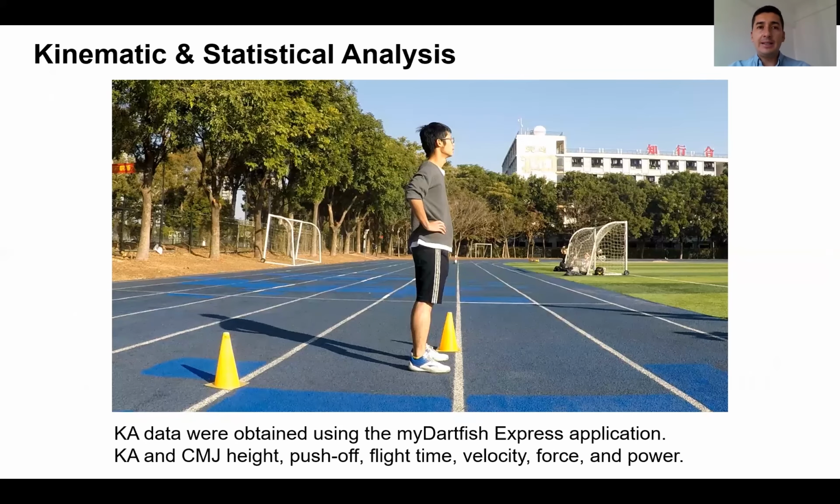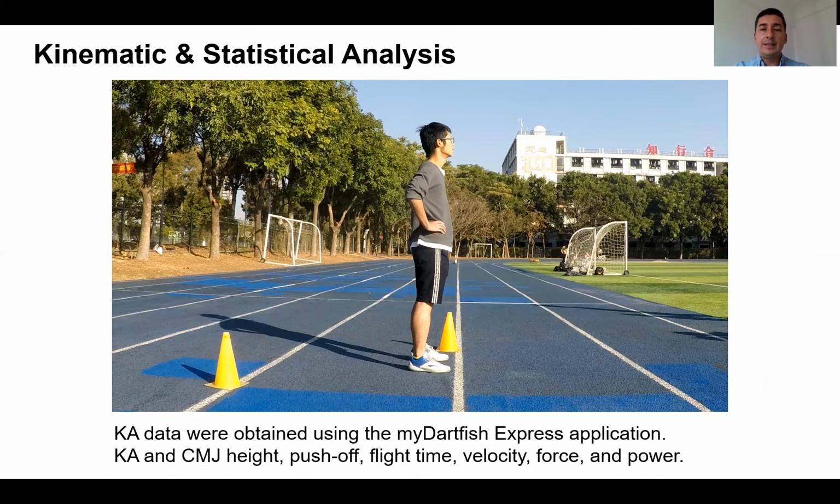For the kinematic and the statistical analysis, we collected the data using my Dartfish Express application in the sagittal plane. Here I will play the video, so you can see how the student performed this countermovement jump. This video was collected from the GoPro camera located in the sagittal plane. We also collected the knee angles, the countermovement jump height, push-off, flight time, velocity, force, and power.